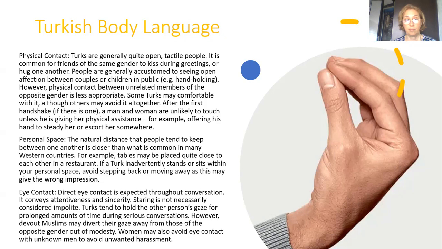Direct eye contact is expected throughout conversation. It conveys attentiveness and sincerity. Staring is not necessarily considered impolite. Turks tend to hold the other person's gaze for a prolonged amount of time during serious conversation.